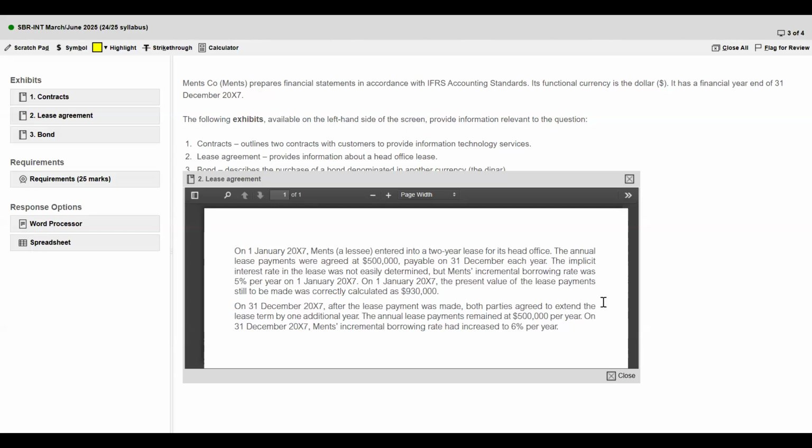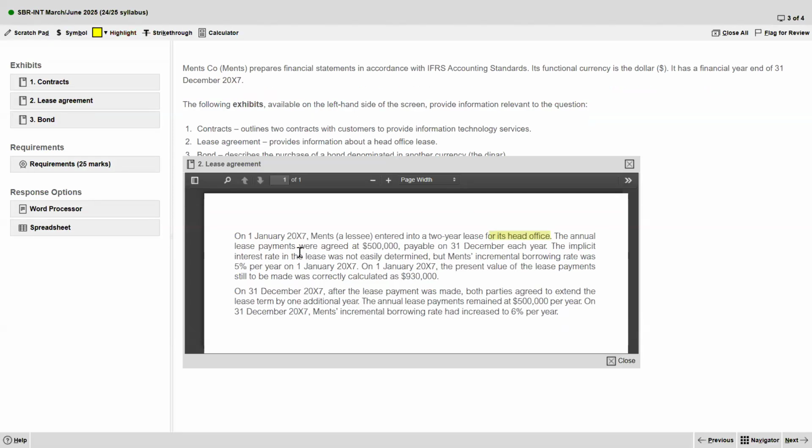On 1st January, Ment, as a lessee, entered into a 2-year lease for its head office. The annual lease payments were agreed at $500,000, payable on 31st December each year. The implicit interest in the lease was not easily determined, but Ment's incremental borrowing rate was 5% per year on 1st January X7. On 1st January X7, the present value of the lease payments was correctly calculated as this.